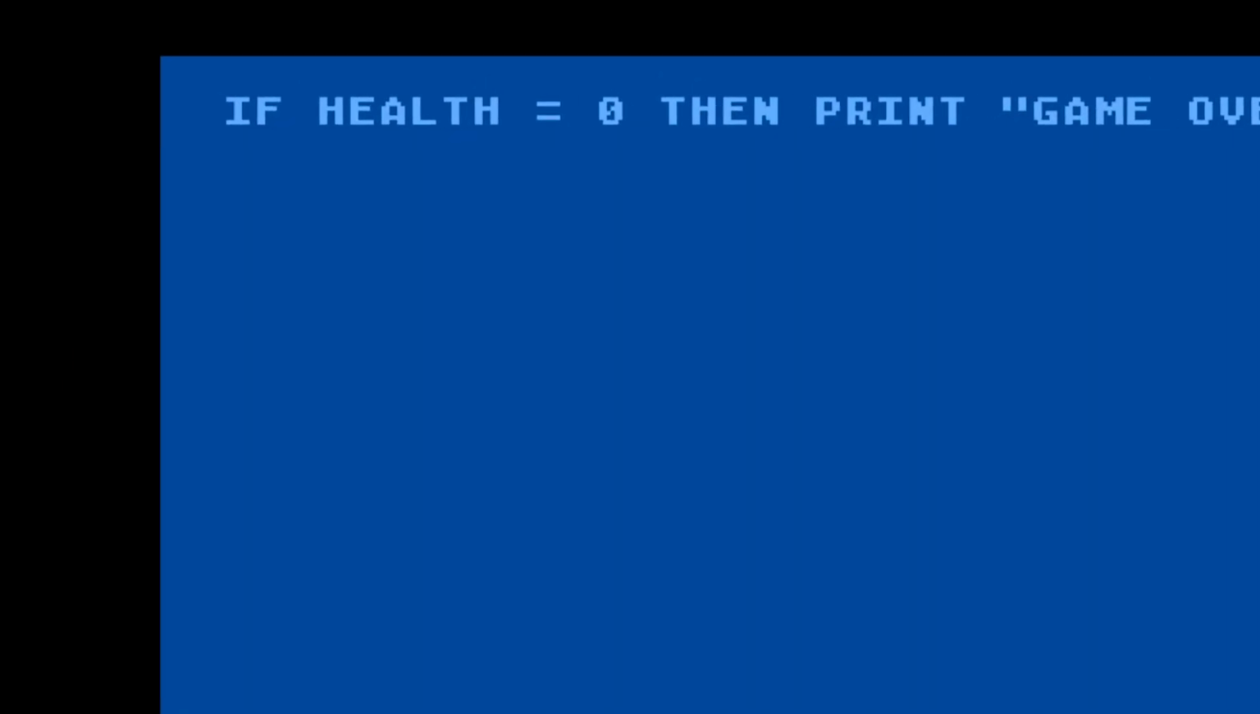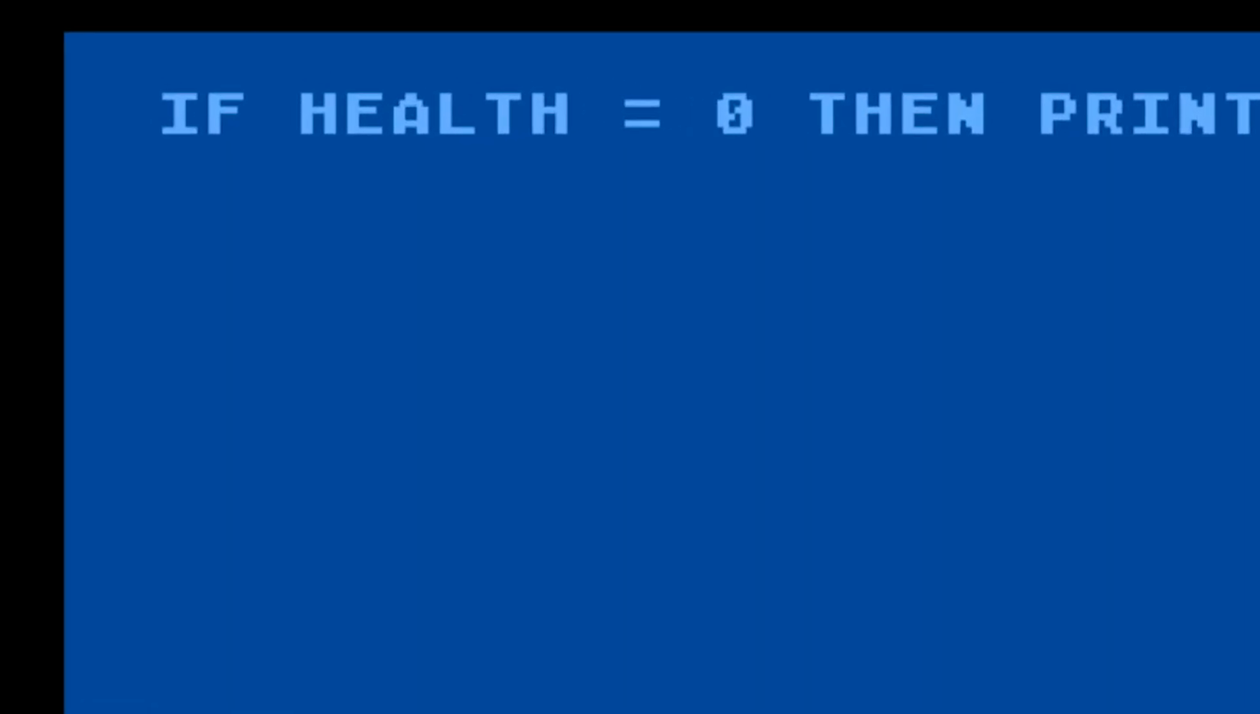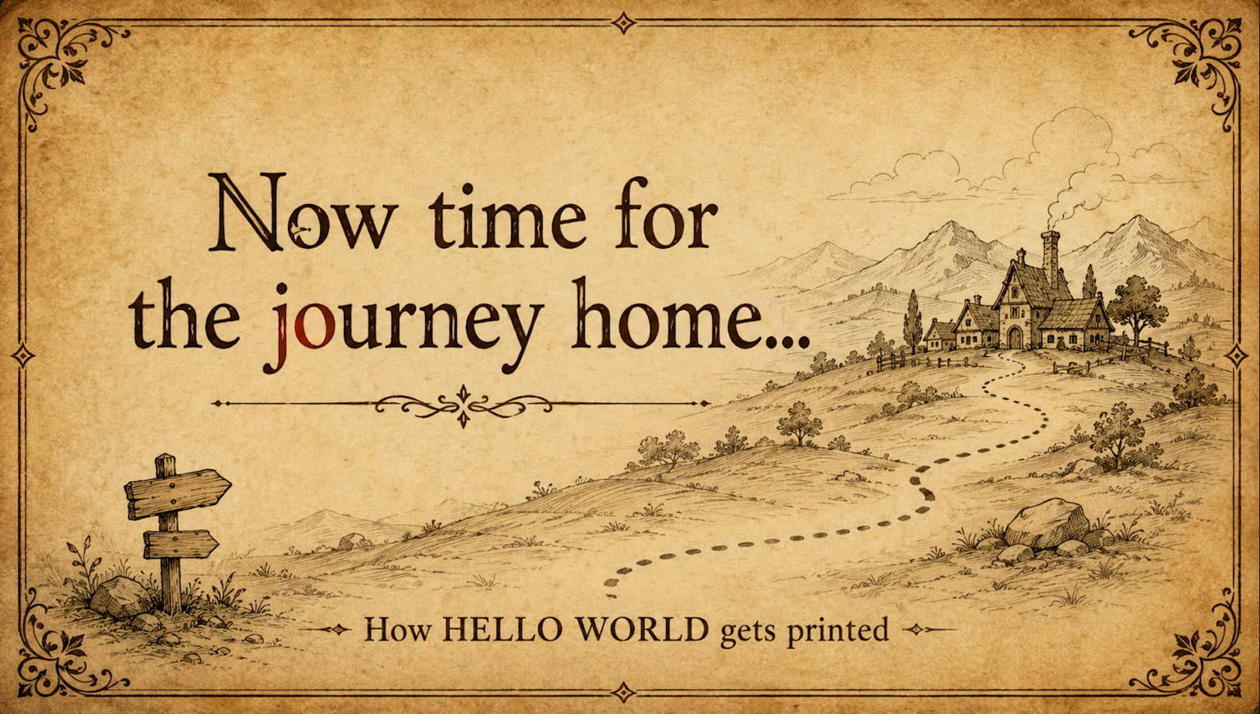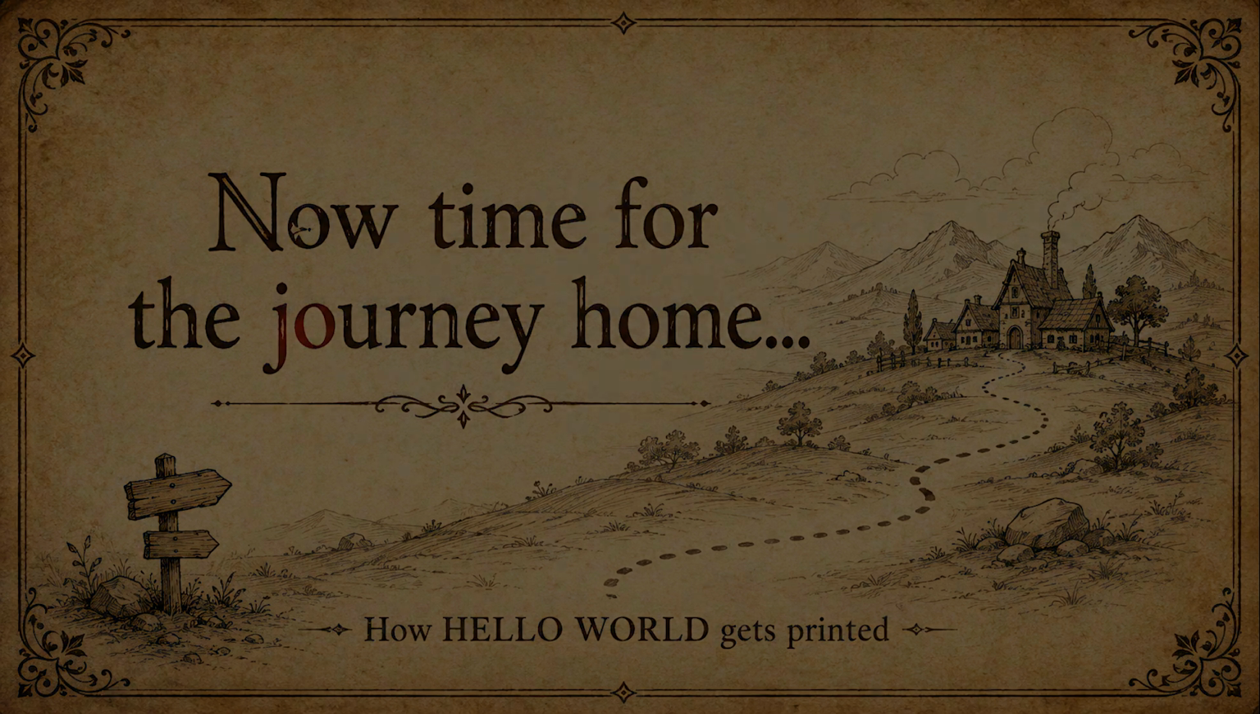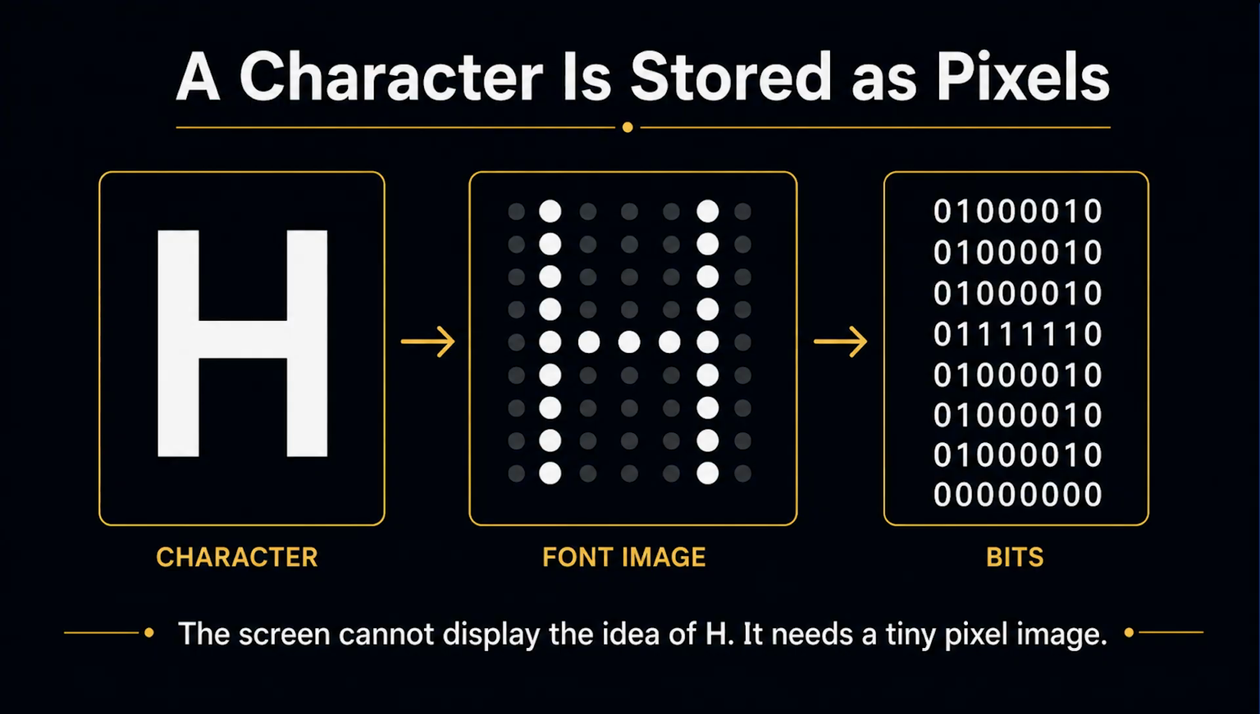Now our print routine reads the numeric value representing H and sends it to the display system. But a screen cannot display the abstract concept of H. It needs pixels. Time for the journey home. The computer uses a font containing a small image of each character. A simple H might look like this. Those pixels can also be represented as bits. The graphics hardware turns those values into colors for individual pixels. The screen receives the signal and lights them accordingly. The process repeats for every letter until we finally see the message.